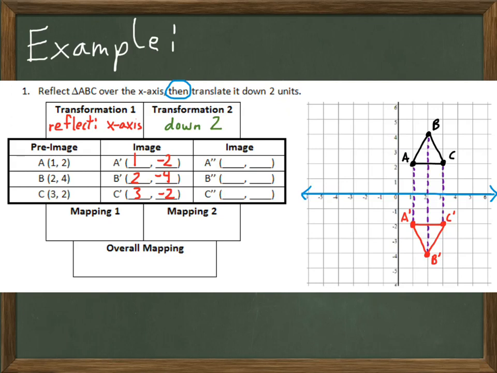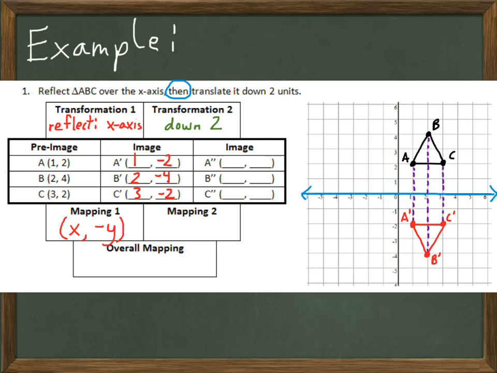Let's also record the first mapping for that transformation. The mapping for reflecting over the x-axis: in this case, the x's don't change, so we just leave it as x. The y's became negative, so I'll put negative y. They were multiplied by negative 1. So our mapping for reflecting over the x-axis is x, negative y. We covered this in a previous video. If this doesn't make sense to you, you might go back and re-watch the reflections video.